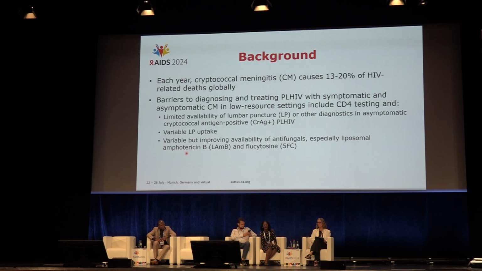Each year, cryptococcal meningitis causes between 13 to 20% of HIV-related deaths, and barriers to diagnosing and treating people with HIV with both symptomatic and asymptomatic cryptococcal meningitis in low-resource settings include CD4 testing, as well as the limited availability of lumbar puncture, or LP, in asymptomatic cryptococcal antigen-positive people with HIV, variable LP uptake, and variable but improving availability of antifungals, especially liposomal amphotericin B and flucytosine, or 5-FC.